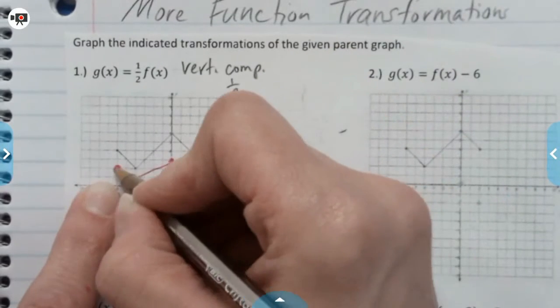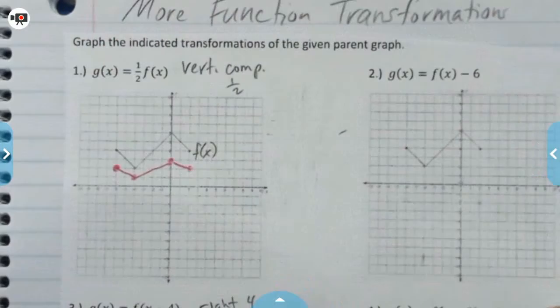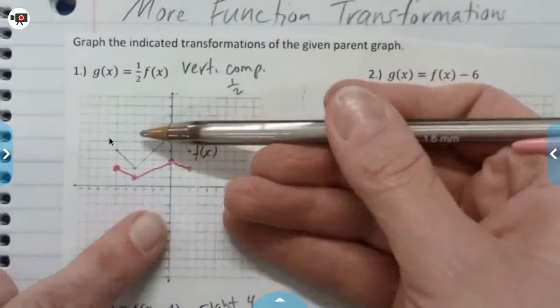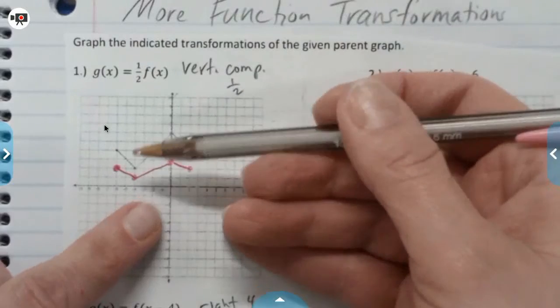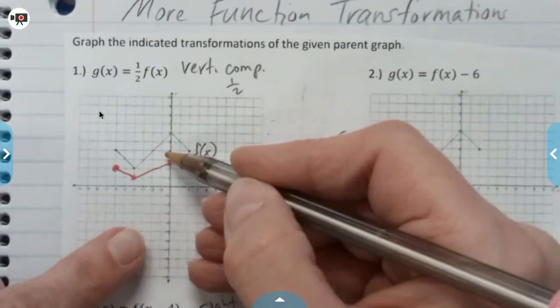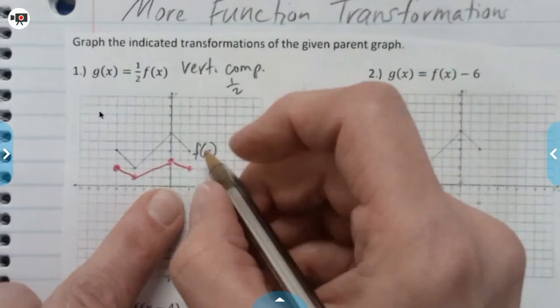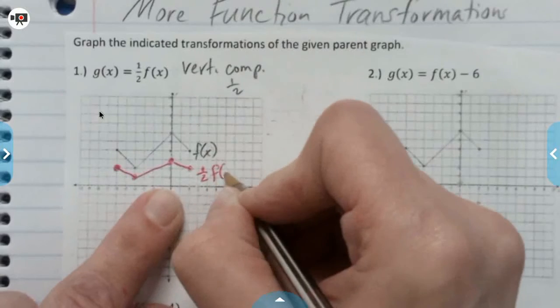It looks similar, but it's been squashed a little bit. We're not worried so much about the fact that it looks like it moved down, because sometimes it does, sometimes it doesn't. It's more about it just not being as tall. So that's the 1/2 f of x.